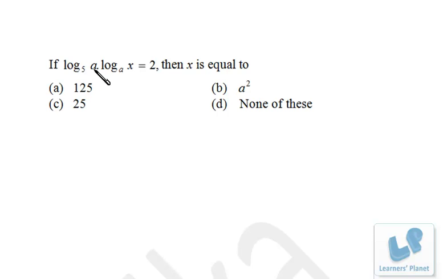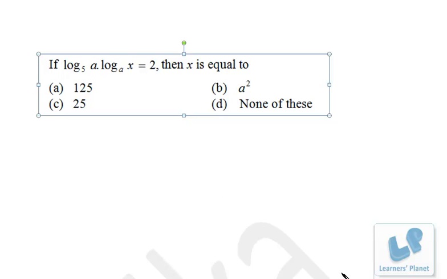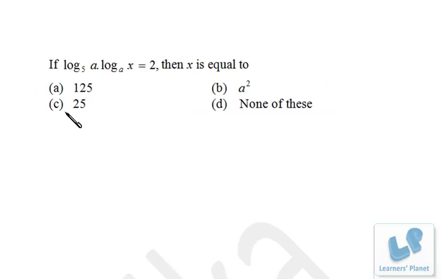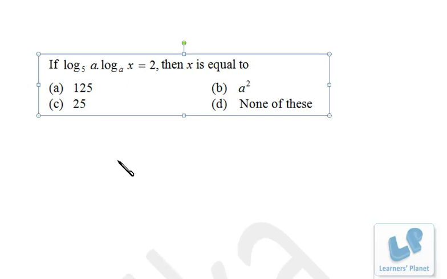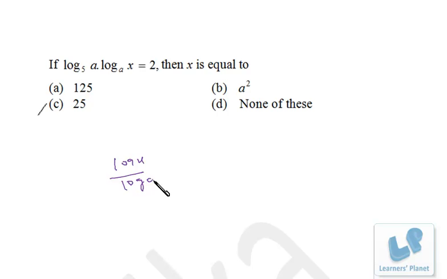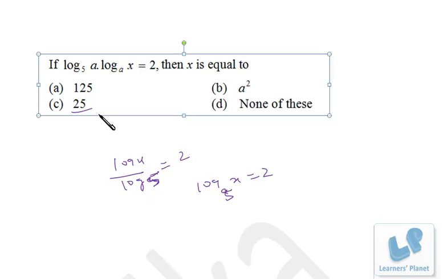Once again, here base is a, here index is a, right? So this is actually log of a by log of 5, and this is log of x by log of a. So finally you are left with log of x by log of a. That's 2. So this can be written as log of x to the base a, and that's 2. So that means, I'm sorry, this is 5 actually. So this is 5. That means 5 square is equal to x. That means x is 25.